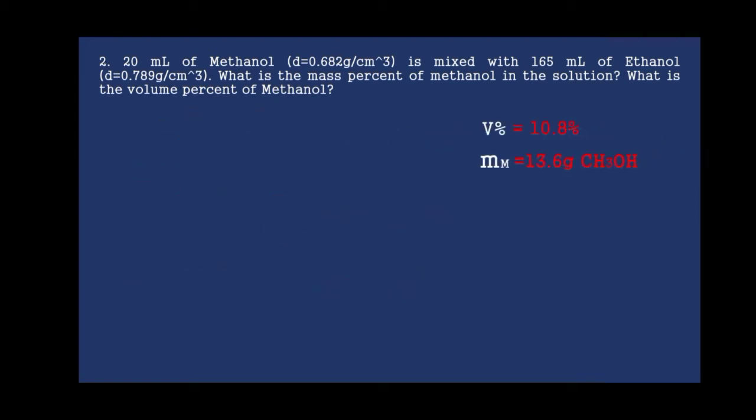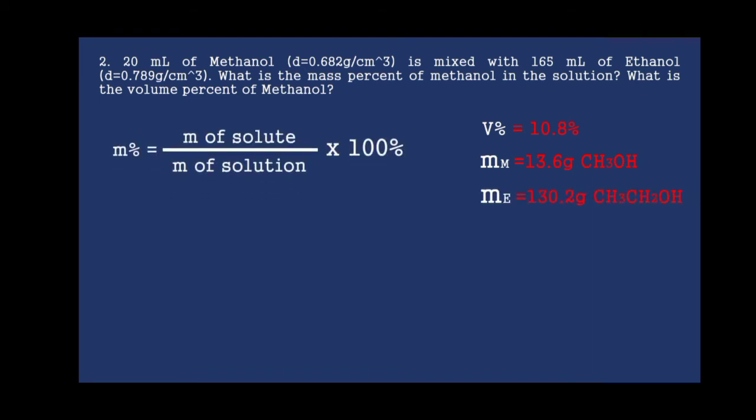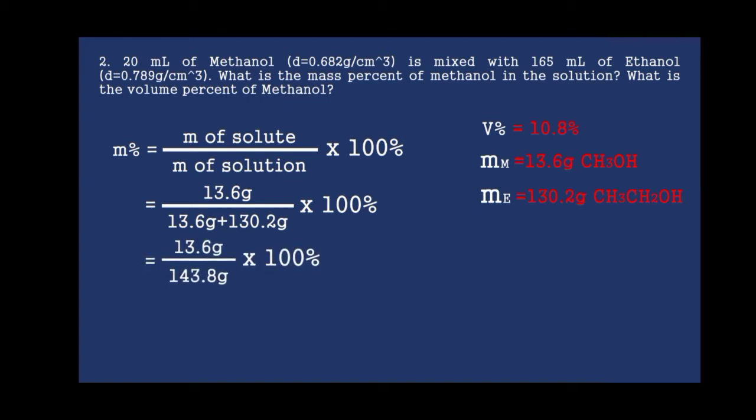So since we have the mass of methanol and the mass of ethanol, we can find the mass percent now, in which the mass percent is equal to mass of solute over the mass of solution times 100%, which is equal to 13.6 grams all over 13.6 plus 130.2 grams times 100%, which is equal to 13.6 grams over 143.8 grams times 100%, and it is equal to 9.46%, and that is the mass percent of methanol in the solution.